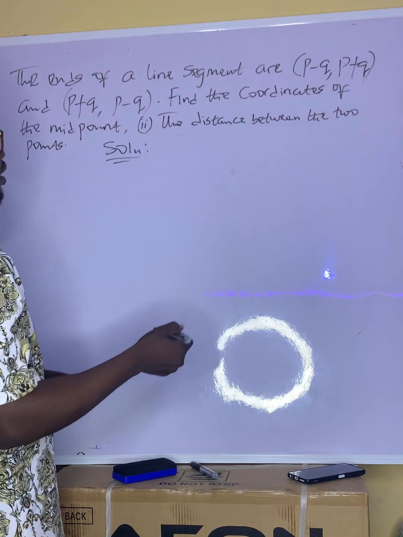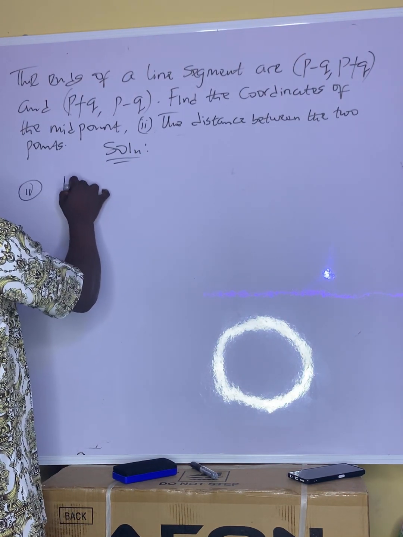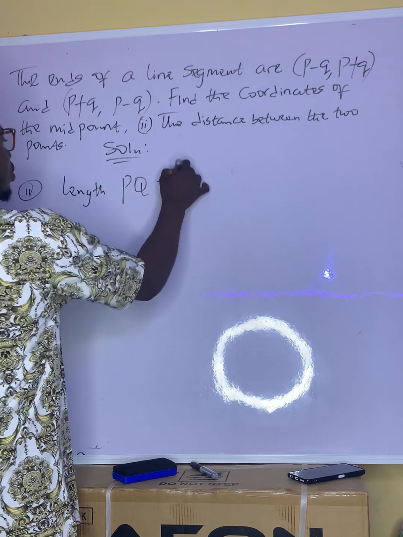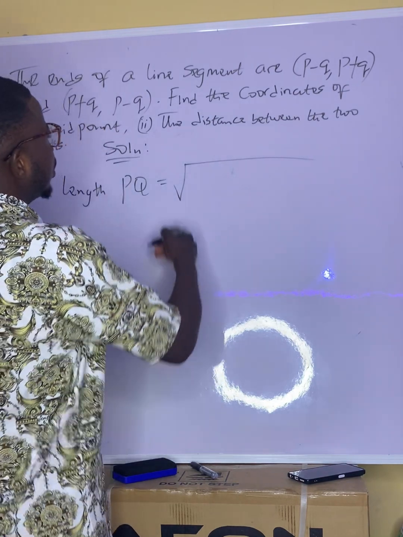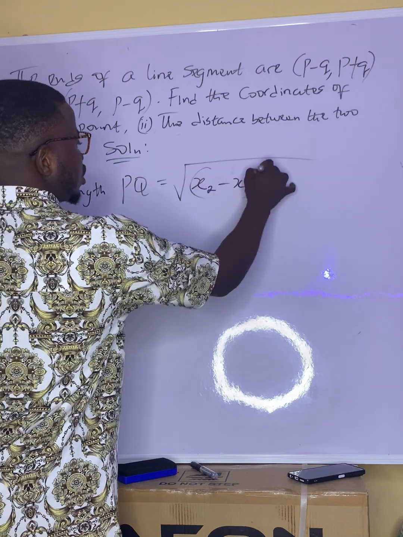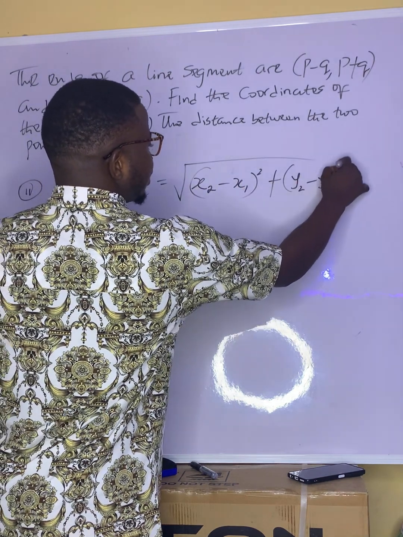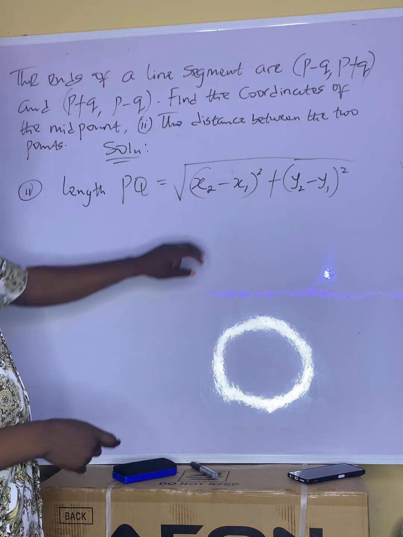And to find the length, question 2. So let's say we have length PQ is equal to, the first point is P, the second point is Q. So now we have x2 minus x1 raised to the power of 2 plus y2 minus y1 raised to the power of 2. So we'll find the square root.